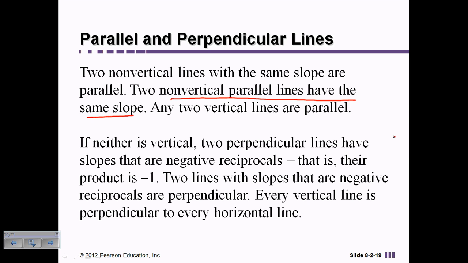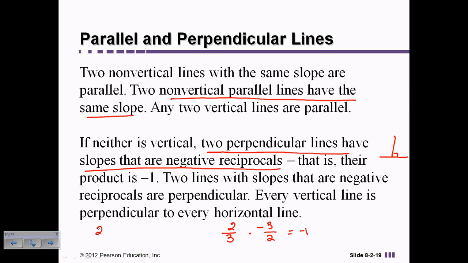Perpendicular lines are lines that form 90-degree angles. So two perpendicular lines have slopes that are negative reciprocals. In other words, I can multiply the two numbers together and get -1. So if I have 2/3, then its negative reciprocal is -3/2. If I multiply those two numbers together, I get -1.